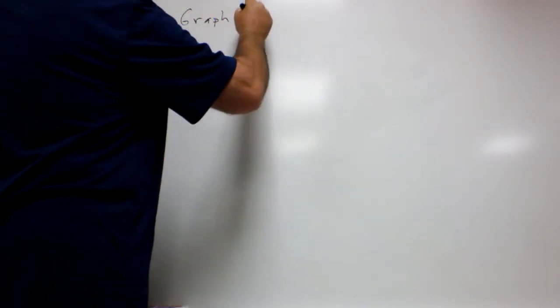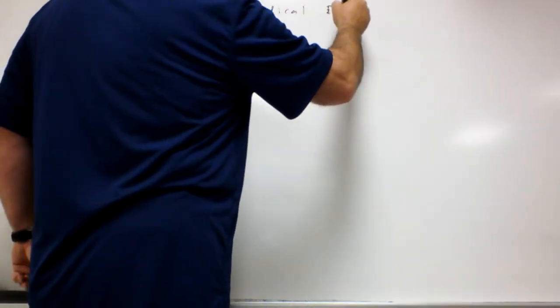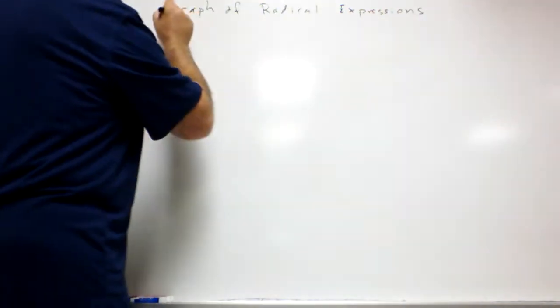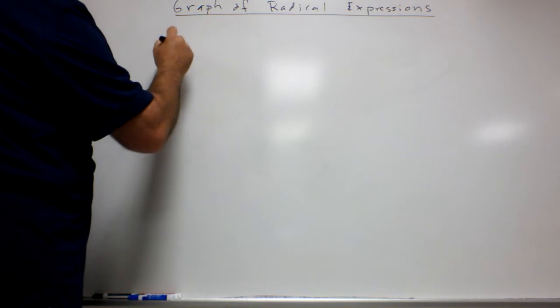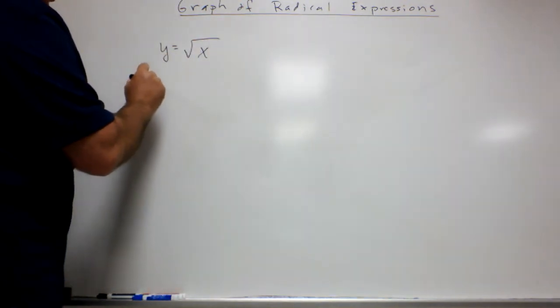Now we're going to talk about the graph of radical expressions. The first graph we should talk about is y equals the square root of x. This is known as the parent function.